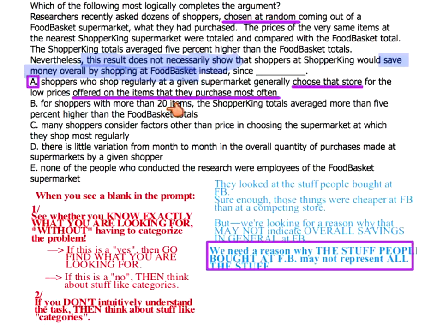The other choice is, for shoppers with more than 20 items, the Shopper King totals were even more than 5% higher. I mean, B is definitely not a thing that would go against this idea. In fact, B seems to suggest that the more stuff people buy, the more savings they would have. So B would actually reinforce this idea. Like, B is a wrong way answer. It's exactly the opposite of what we want.